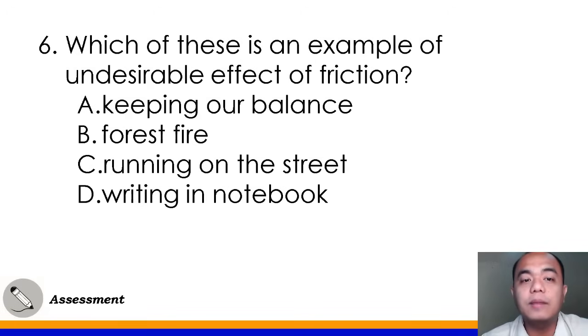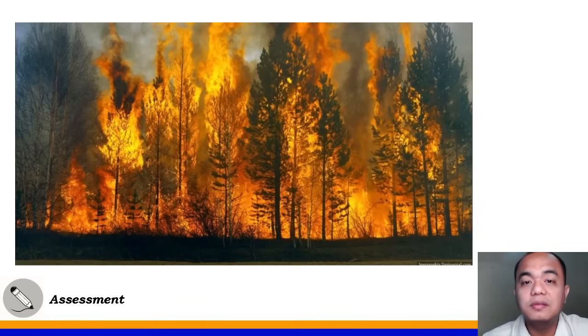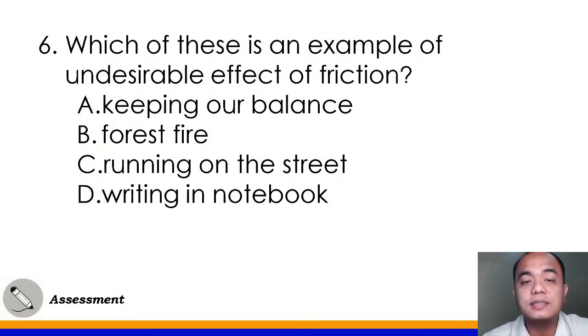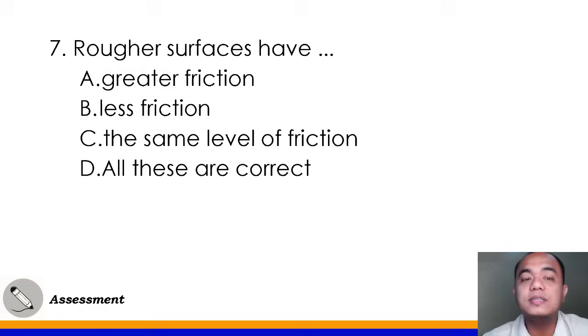Number 6. Which of these is an example of undesirable effect of friction? A. Keeping our balance, B. Forest fire, C. Running on the street, or letter D. Writing in notebook. Undesirable effect or harmful effect of friction. Take note, friction produces heat. And heat will? Yes, will eventually cause fire. So, the correct answer for number 6 is letter B. Forest fire.